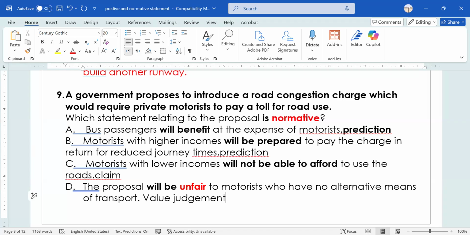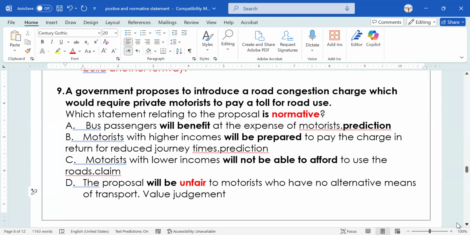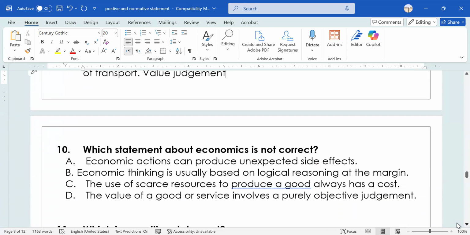And of course, different people may disagree on whether the proposal is fair. That makes it really subjective. So letter D is a normative statement. Again, normative statements include words like should, fair, unfair, better, because these words really express opinions and beliefs.